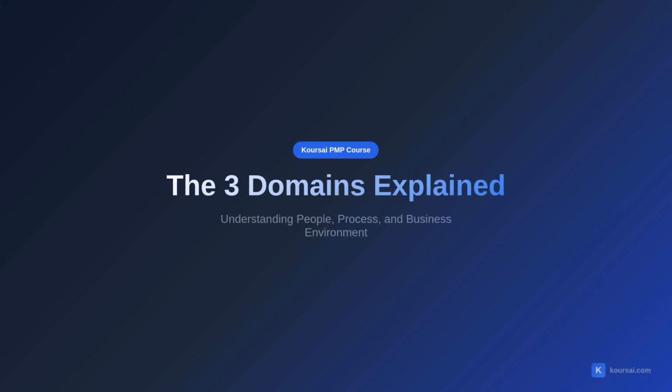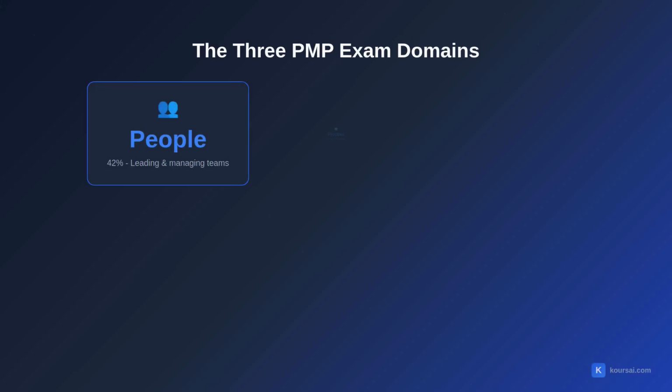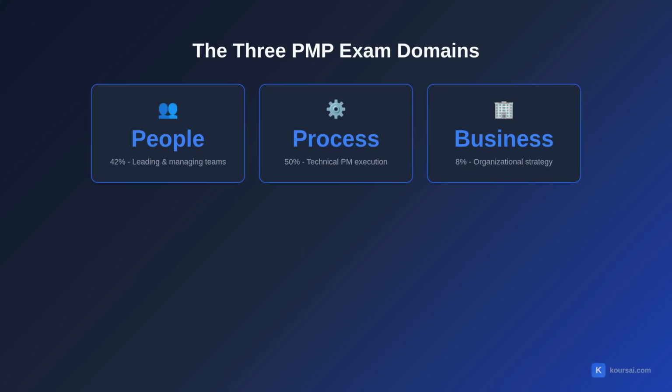The PMP exam is organized around 3 domains. Let's explore each one in detail so you understand exactly what you'll be tested on. As we learned in the ECO video, the exam covers 3 domains: people, process, and business environment.